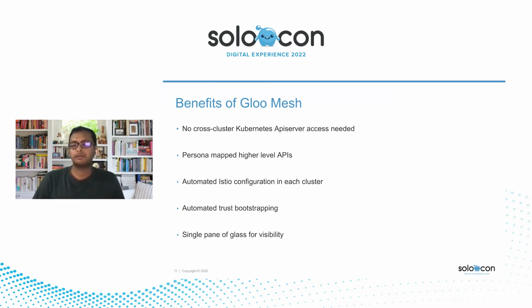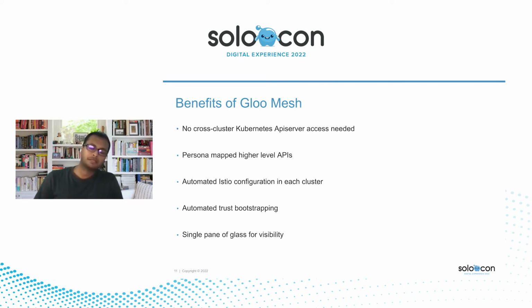And the interesting thing here is Istio is powerful enough that it gives us the right primitives to build on and create high level use cases and high level management plane and products like Gloo Mesh, right? Additionally, we are automating the Istio configuration creation in each cluster and management. So you don't have to do that manually. You don't have to do the replication or whatever Istio config is needed. You can all drive it just by creating Gloo resources. We also provide automated trust bootstrapping and a single pane of glass for visibility.